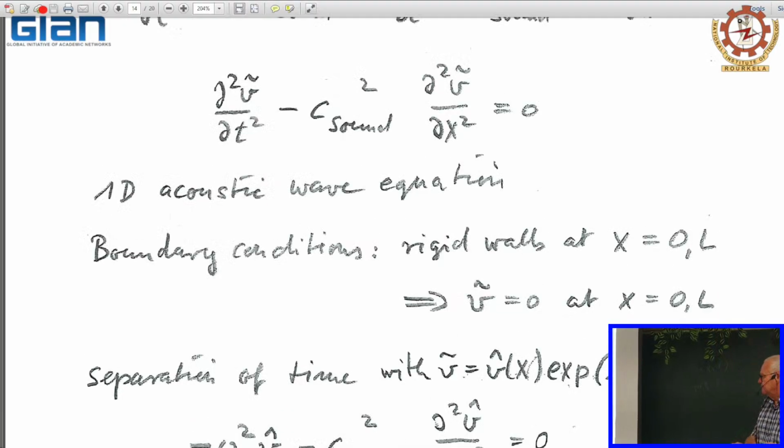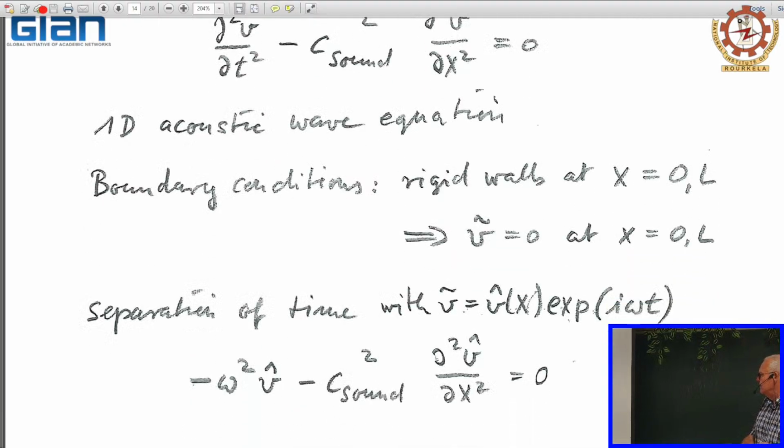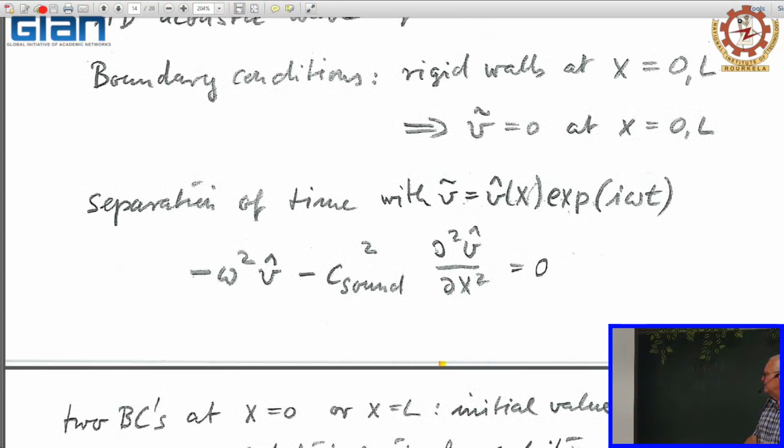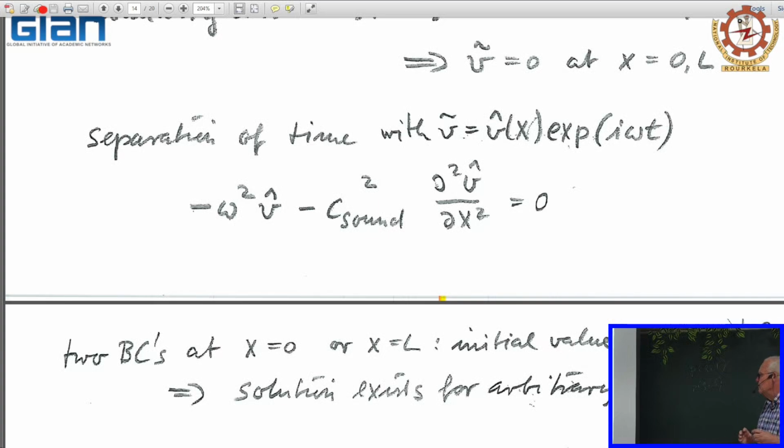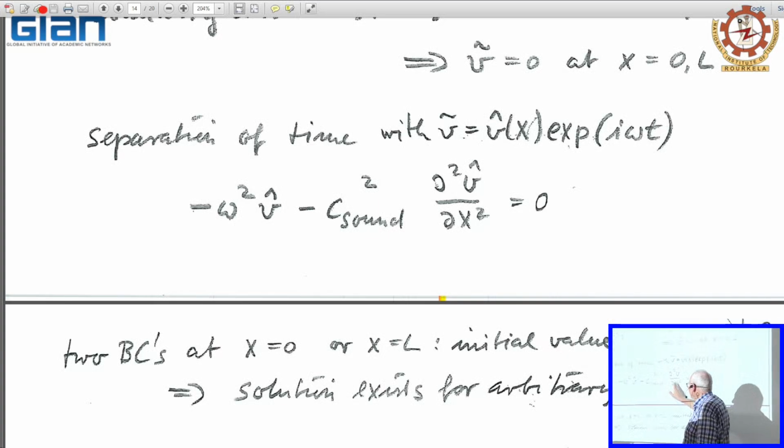Okay, now here we are in a nice situation that we have an analytical solution of the problem. So we have to solve this second order equation in the independent variable x, where all coefficients are constant.